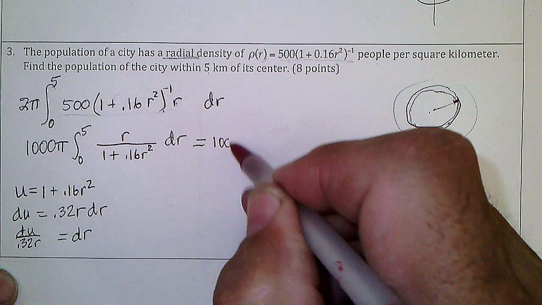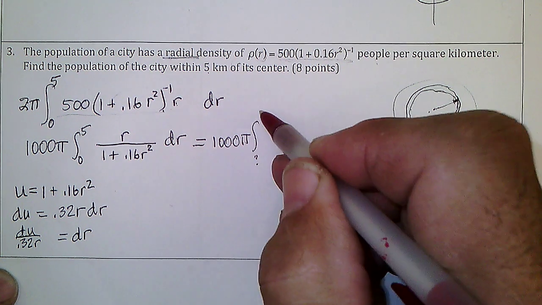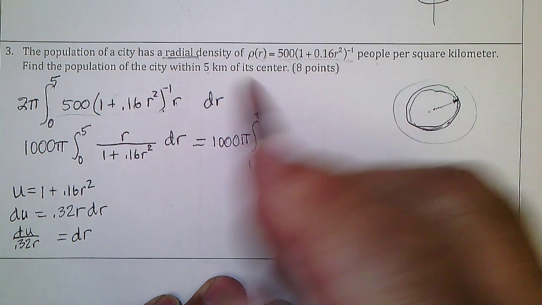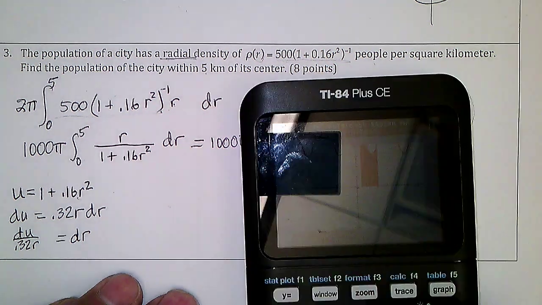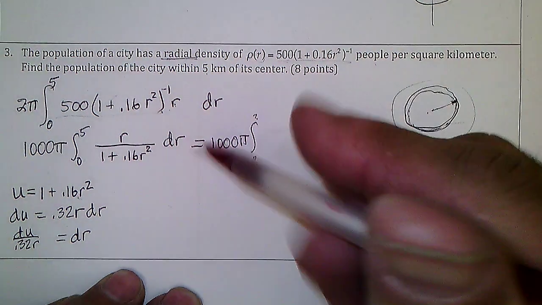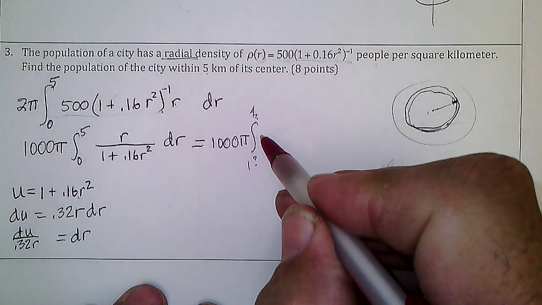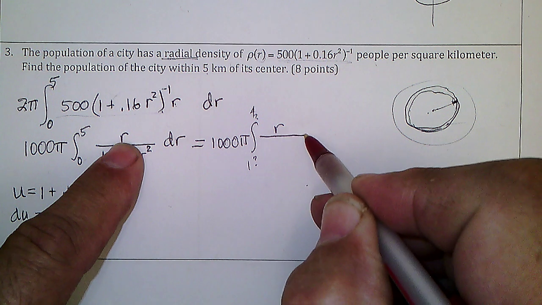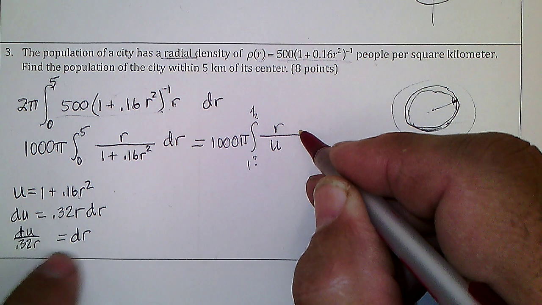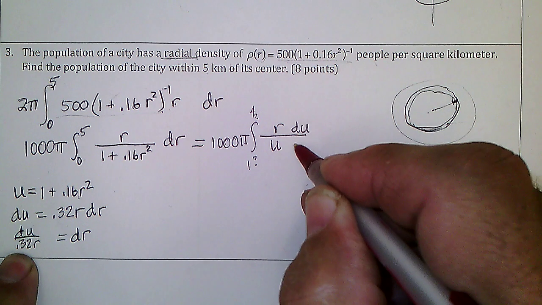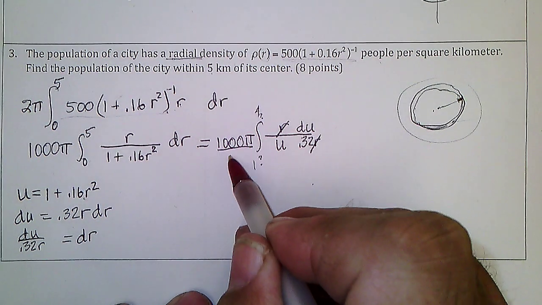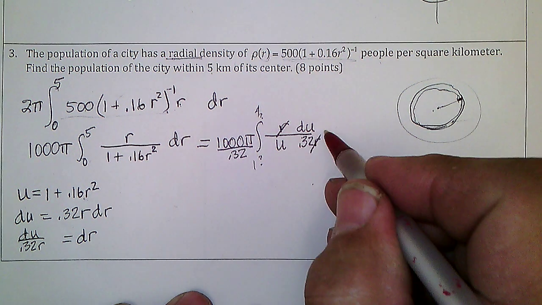So this becomes 1,000 pi, new limits. I could figure those out. 0 into here would be 1. 5 in there would be 25 times 0.16, which is 4. I have an r I haven't gotten rid of yet, and the du over u, and r is going to be replaced with du over 0.32 r. These r's do cancel. I can bring the 0.32 out, and I just have 1 over u.